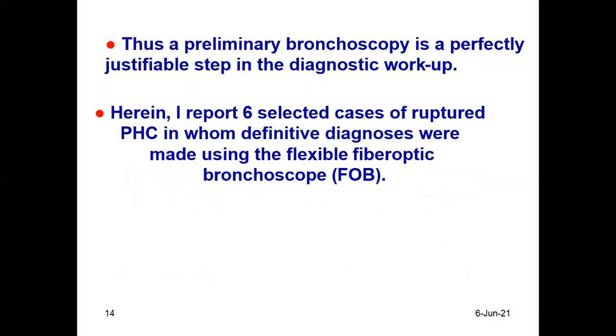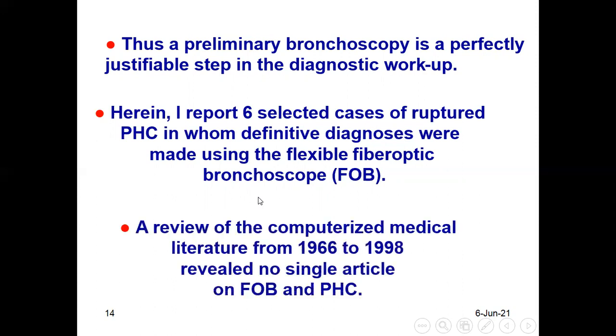Herein, I report 6 selected cases of ruptured pulmonary hydatid cyst in whom definitive diagnoses were made using the flexible fiberoptic bronchoscope. A review of the computerized medical literature from 1966 to 1998 revealed no single article on fiberoptic bronchoscopy and pulmonary hydatid cyst.